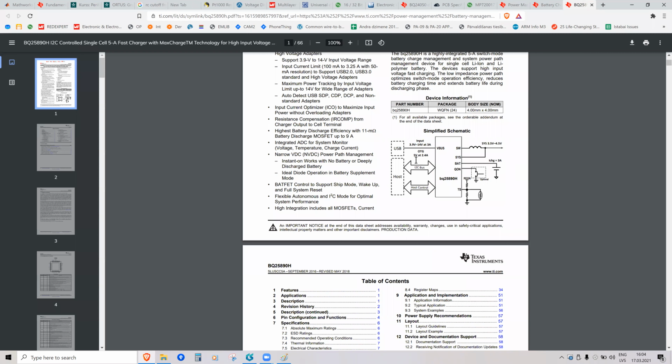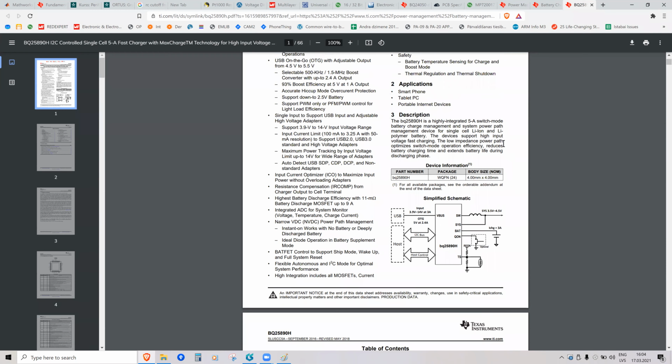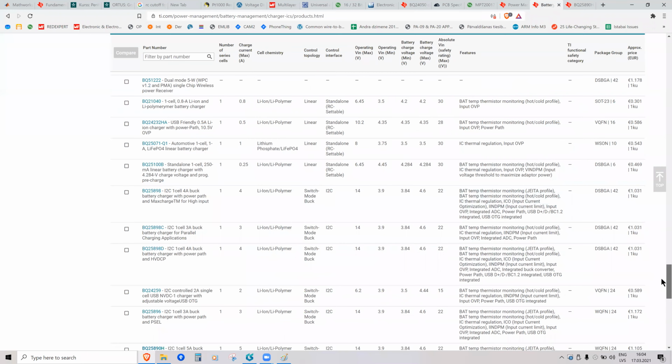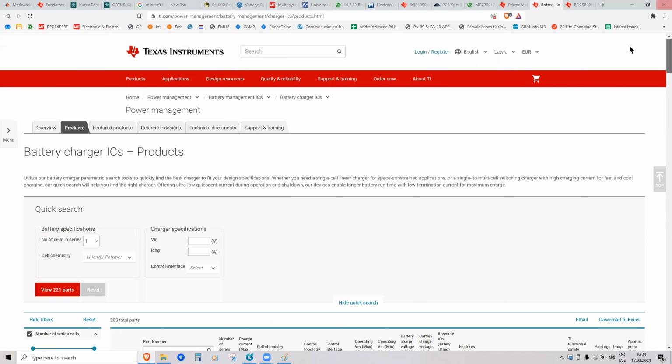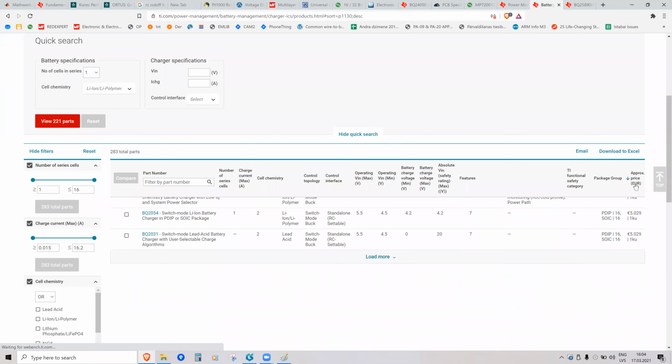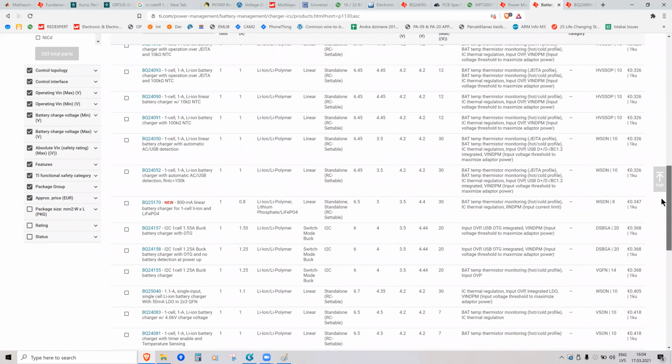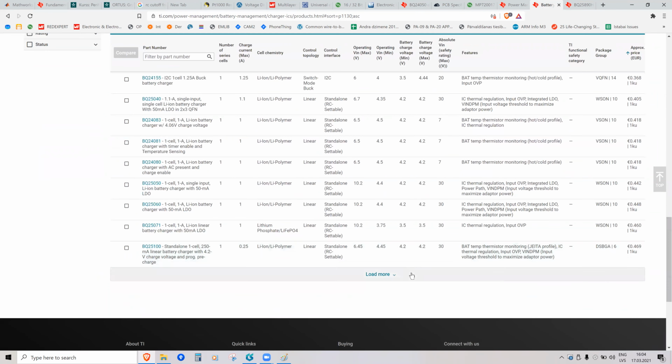So let's check out the data sheet. It says that this thing can charge the battery, and it can also output USB on-the-go, 5 volts, 2.4 amps. You can also configure it to give out less current, but it looks to me like this chip maybe does it. And maybe you can find an even cheaper chip in this list. By the way, on the Texas Instruments homepage, you can order the chips by price. I just start with the cheapest one, and then I look until I find the cheapest chip that does what I want to do.